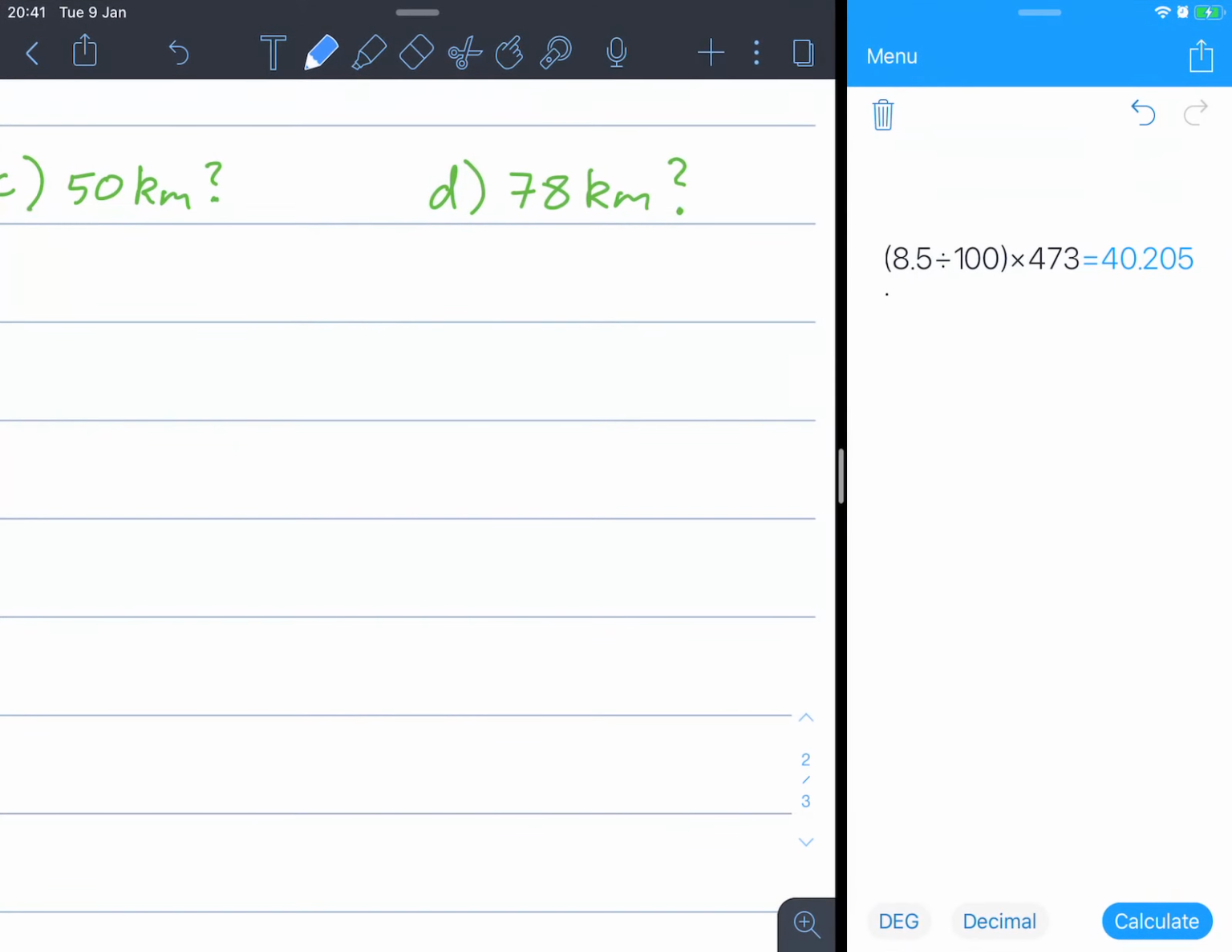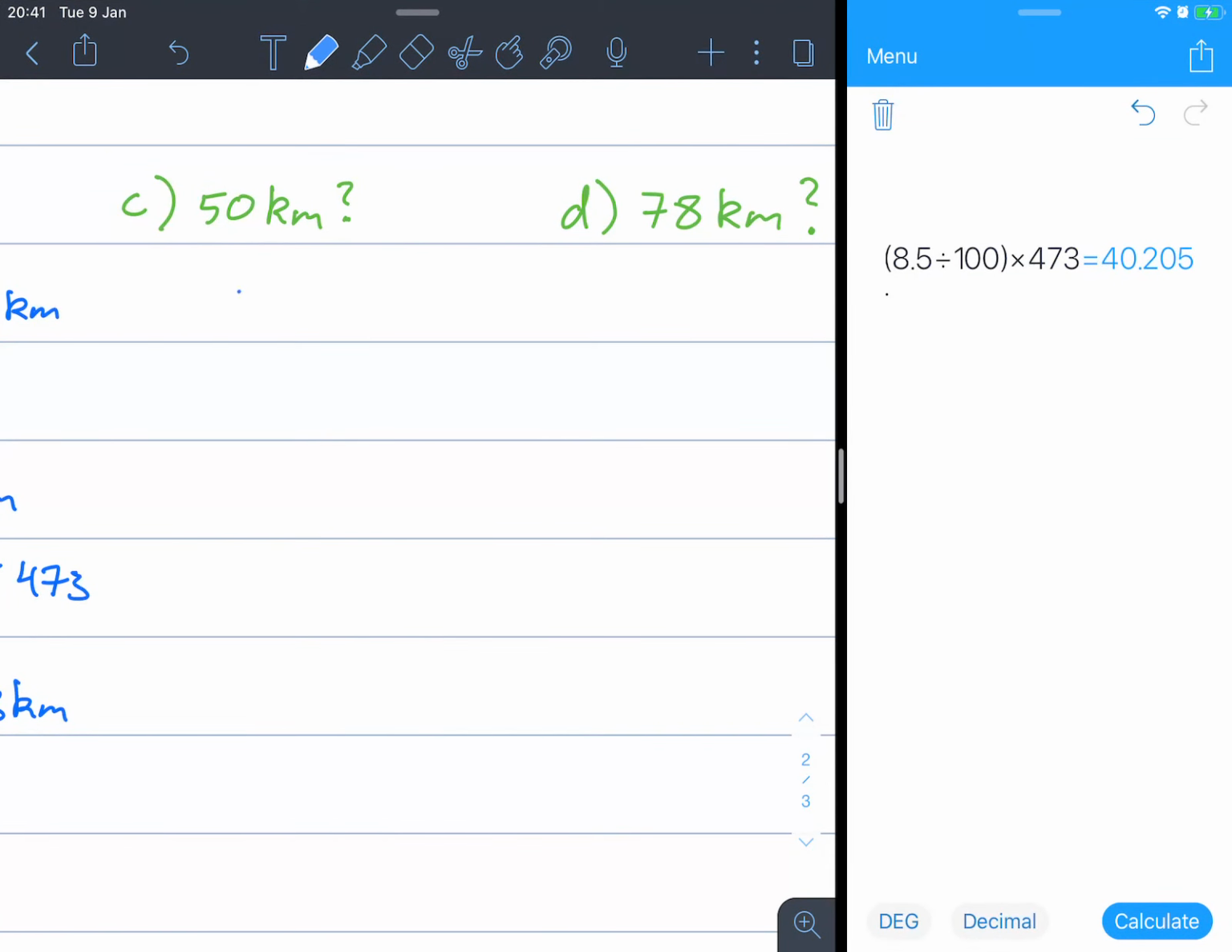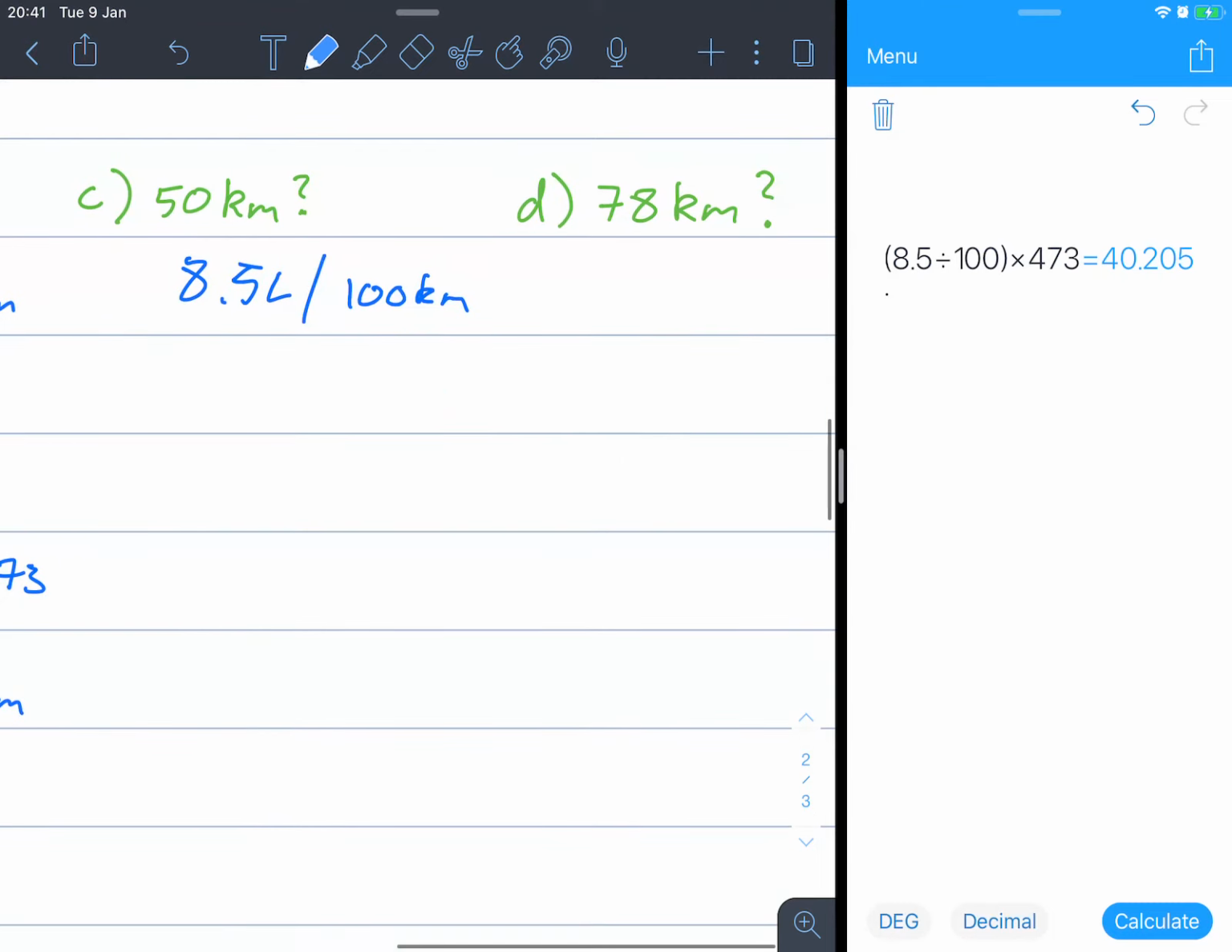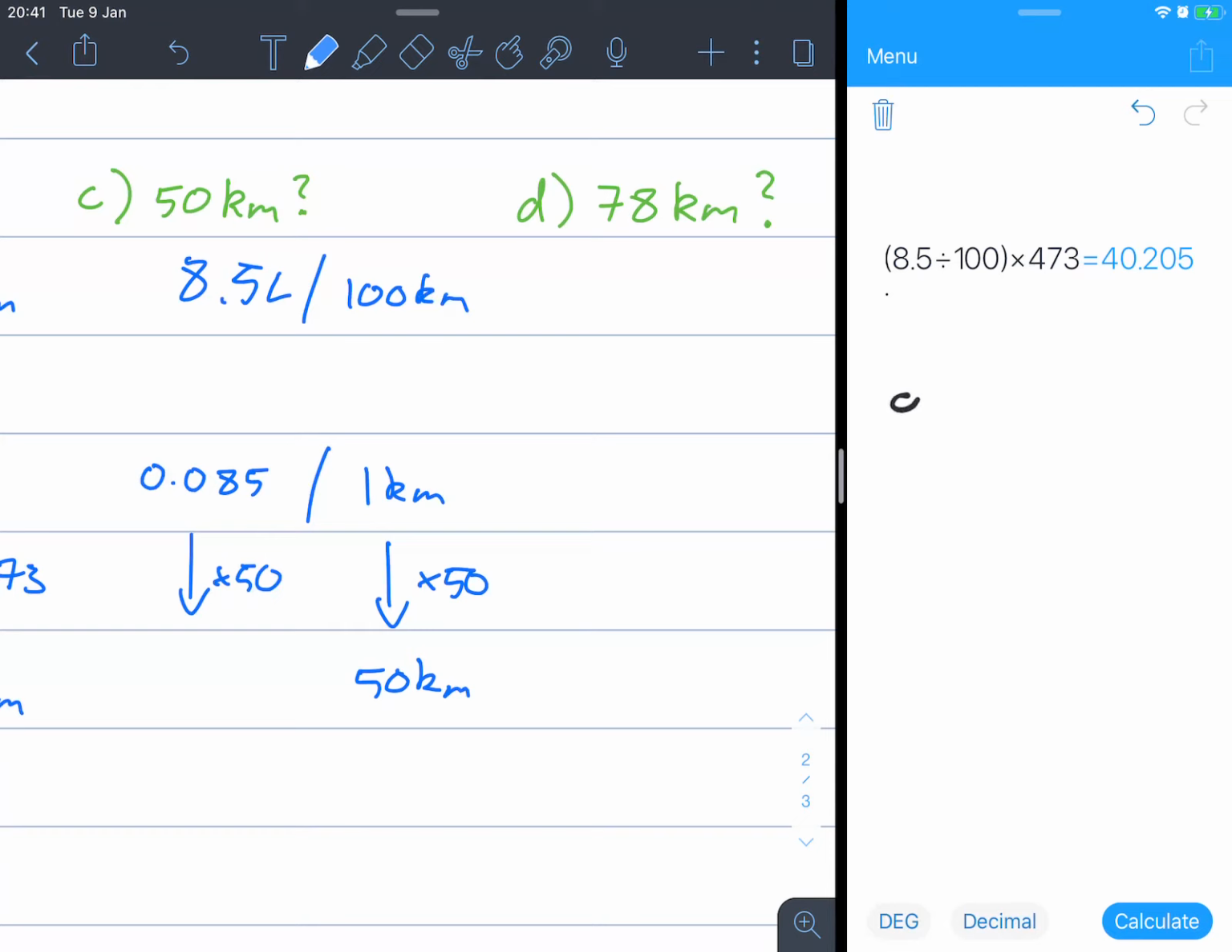So once again, we have 8.5 liters per 100 kilometers. That's the rate that we've been given. Let's find 1 kilometer, which we already know to be 0.085. And our end goal is 50 kilometers. So we multiply by 50. 0.085 times 50. That's 4.25 liters required.